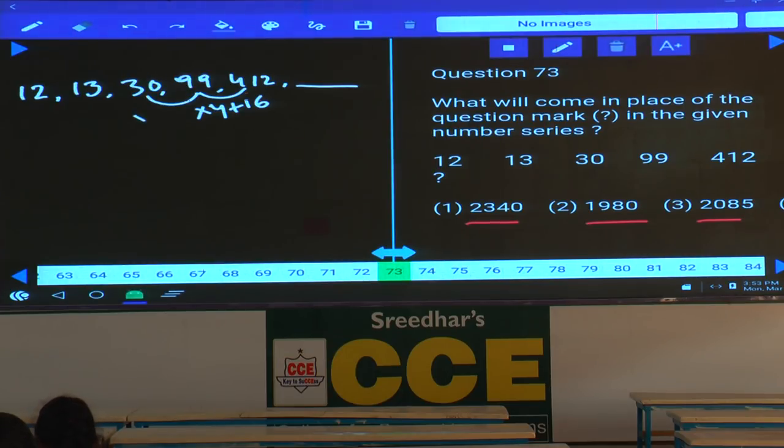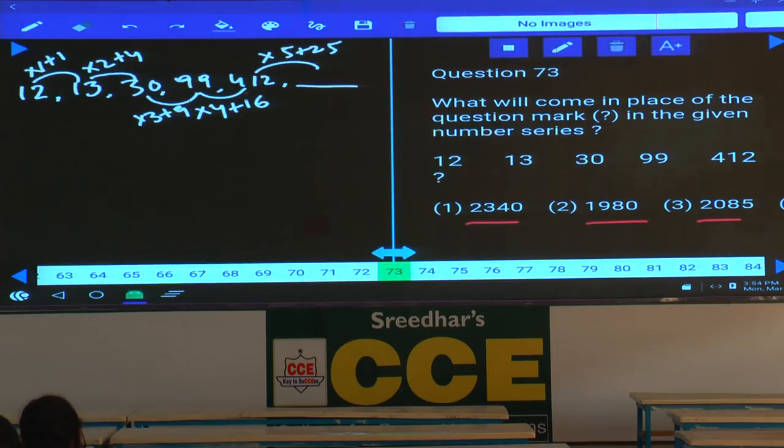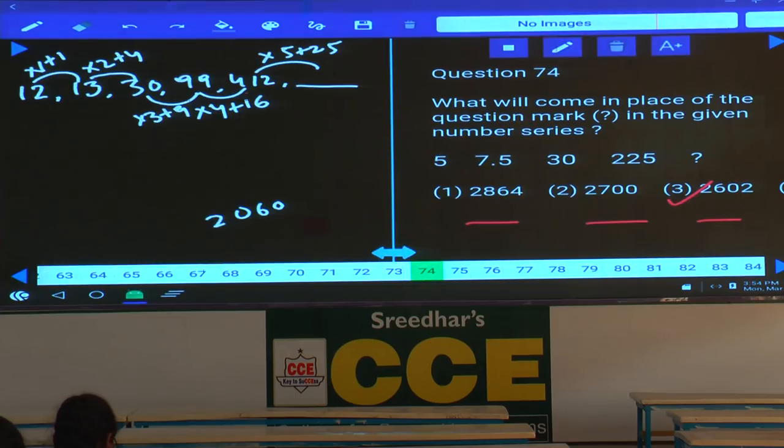Next one, 30 and 99 can be written as 30 into 3, 90 plus 9. 99 is into 3 plus 3 square. Next one is into 2 plus 2 square, that is 4, and this is into 1 plus 1 square. Into 1 plus 1 square, into 2 plus 2 square, into 3 plus 3 square, into 4 plus 4 square. Next one is into 5 plus 5 square. 412 into 5 is how much? 2060 plus 25, that is 2085. Is it there in the choices or not? Choice 3 is the answer. 2085, choice 3, question number 73. Done with this?